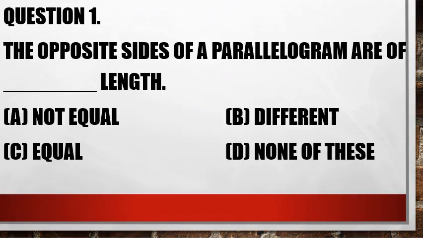First question: the opposite sides of a parallelogram are of dash length. We know the opposite pair of sides are equal and parallel. So the correct option is C. The opposite sides of a parallelogram are of equal length.